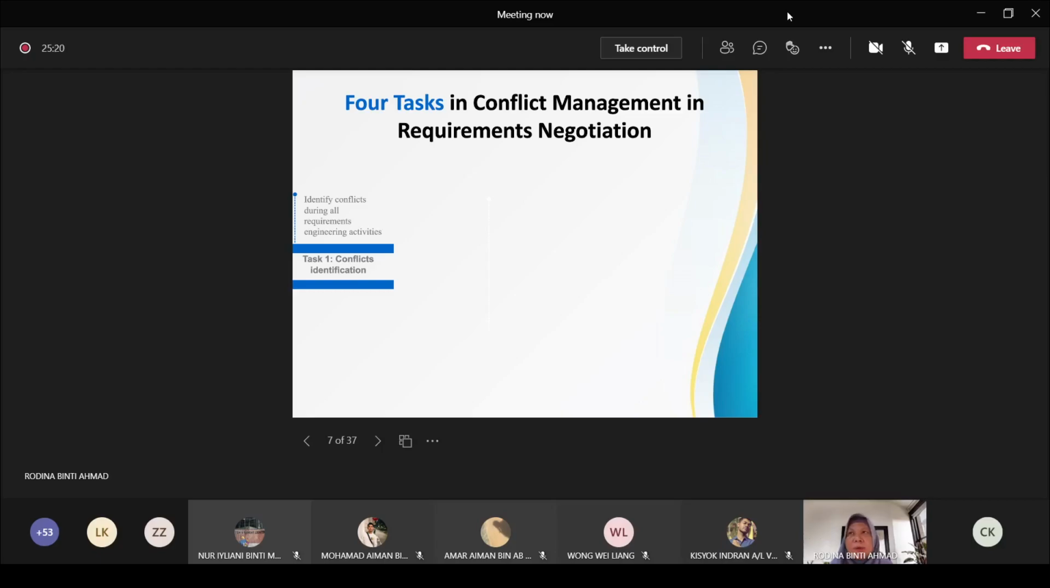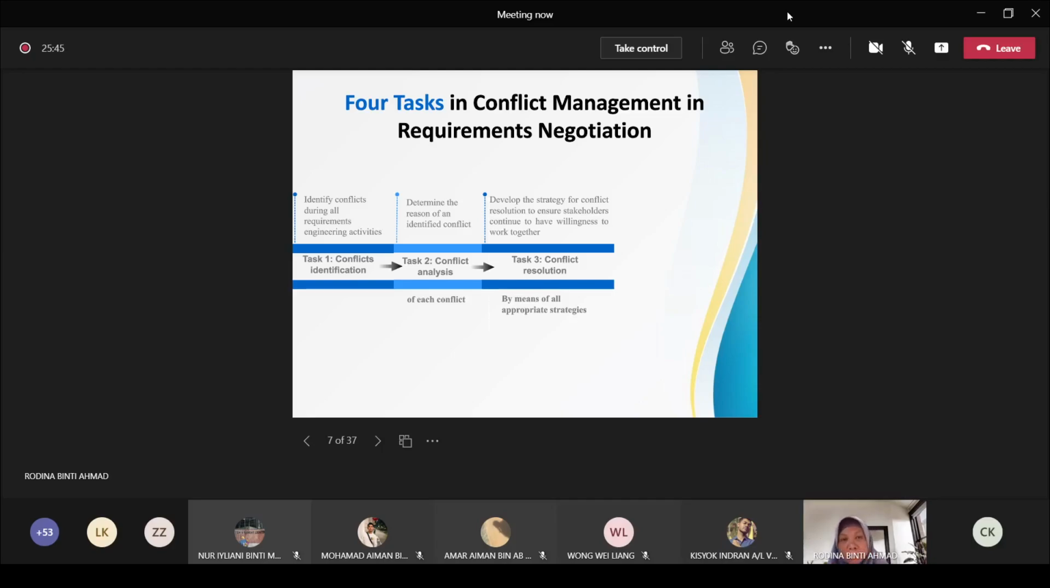Of course, there can be a lot of conflicts which are not well manifested. So we have to identify those conflicts during requirements engineering activities. And then we have to analyze them, to determine the reason for the identified conflicts, and classify them in terms of types later on as well. After that, we need to resolve them. There can be several strategies that we can adopt from the business side, and in our lecture here, a few recommended steps that you can take to resolve the conflicts.